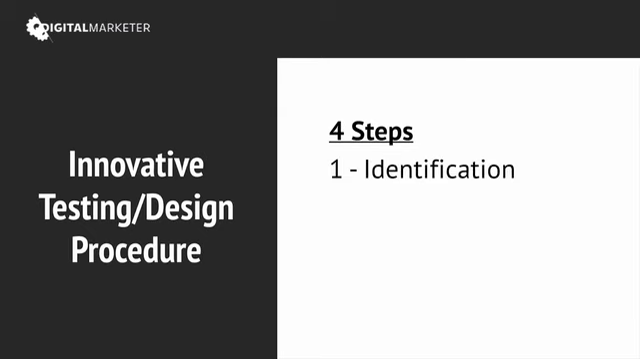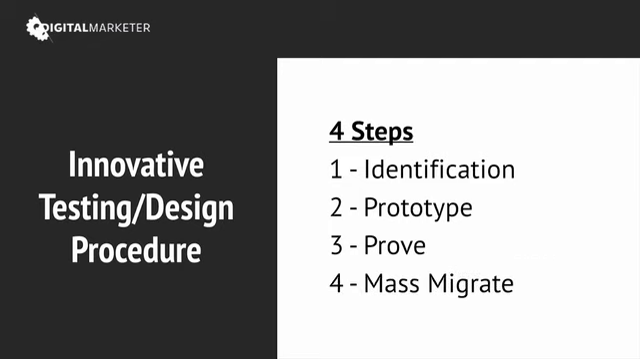Generally, my advice is to innovate, then iterate. You want to try and find the larger scale changes that are going to make a big difference. Then you iterate down to fine tune those changes. We can really break this whole process down into 4 steps. The first is identification. The second is prototype. The third is prove. And the last one is mass migrate.